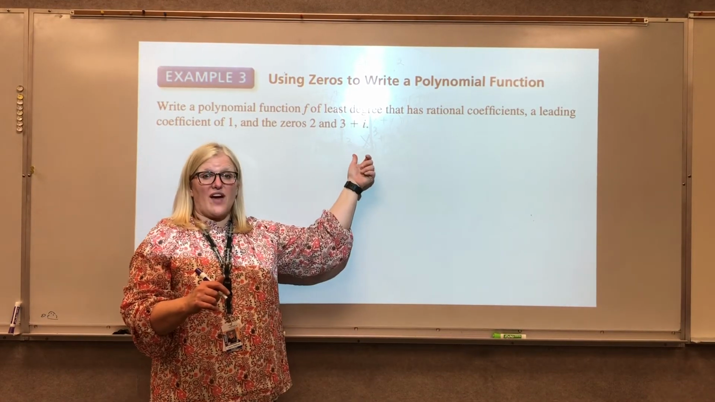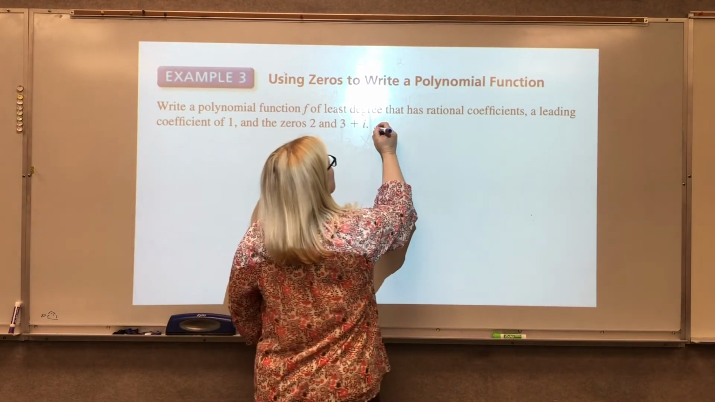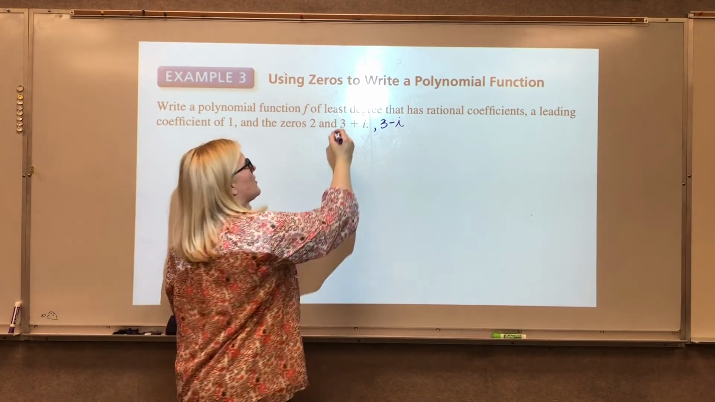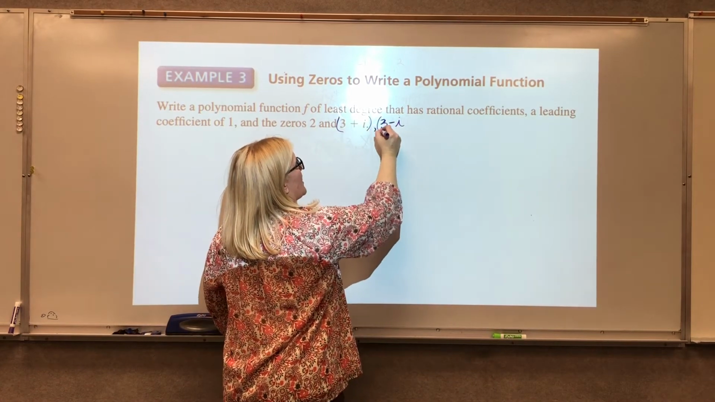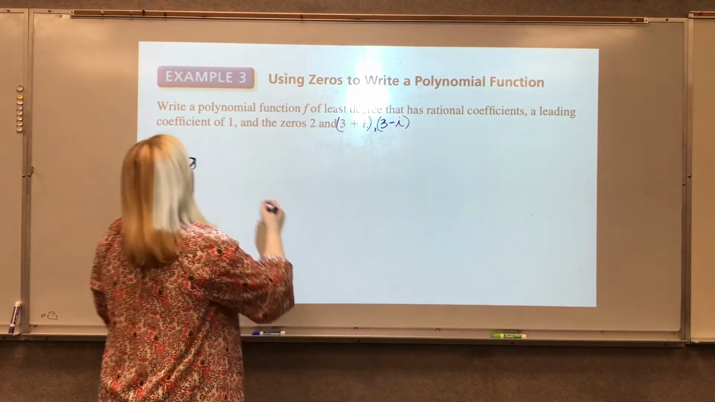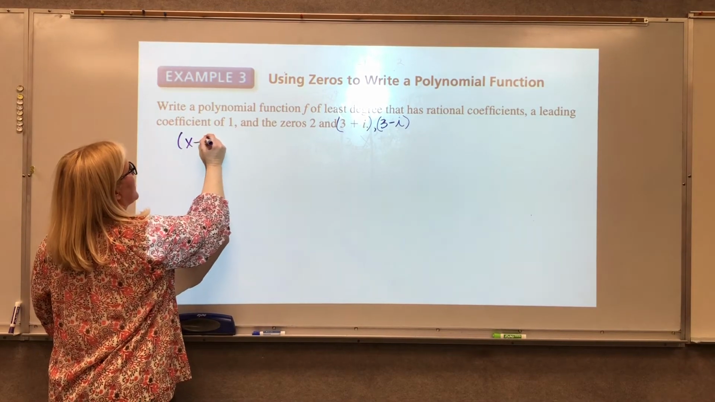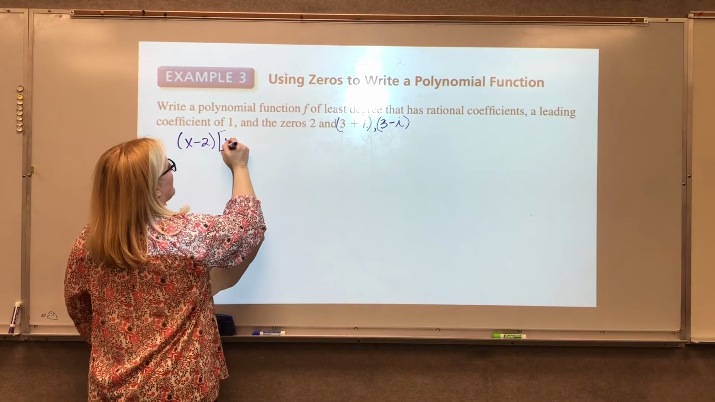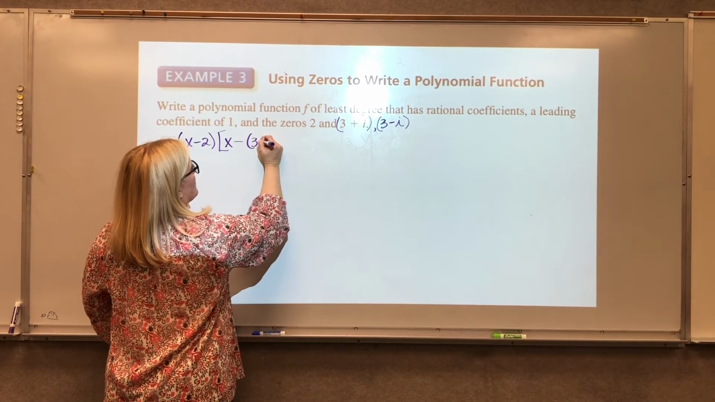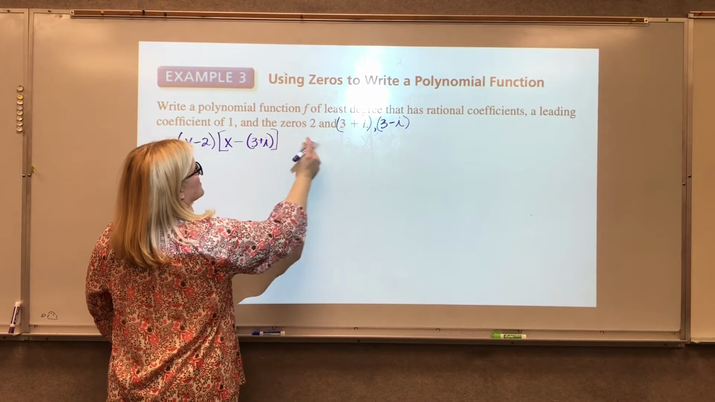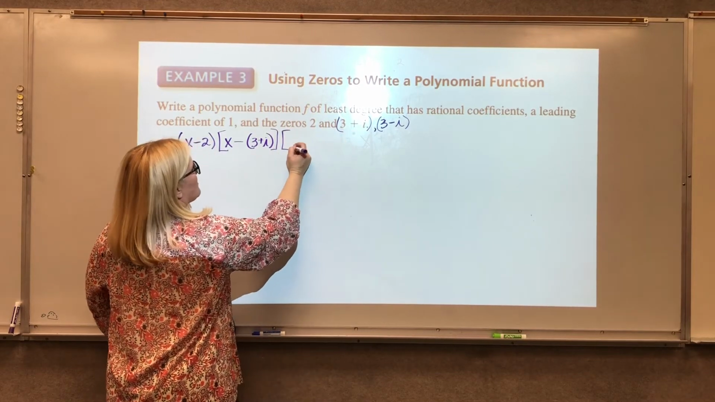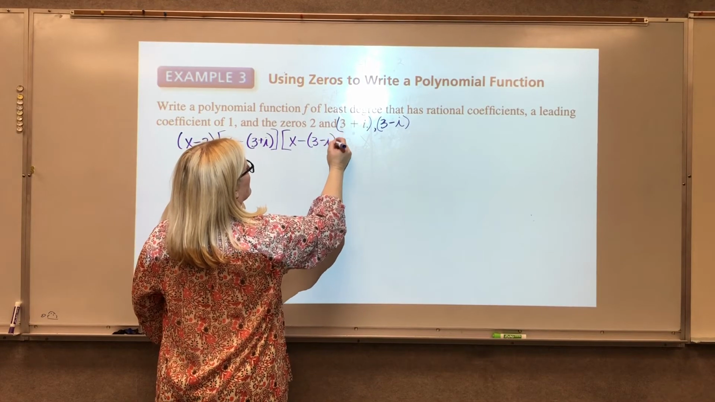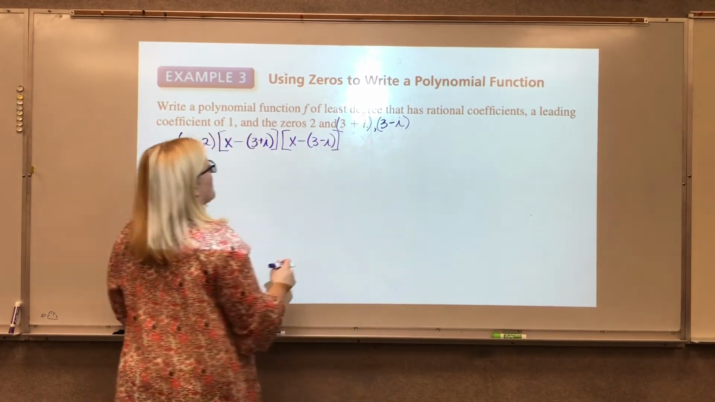Well, I know that if I've got 3 plus i, I'm also going to have 3 minus i. And remember, these are kind of packaged numbers. So I have x minus 2, that takes care of this one. I have x minus 3 plus i, that takes care of this one. And finally, I have x minus 3 minus i, which takes care of that one.